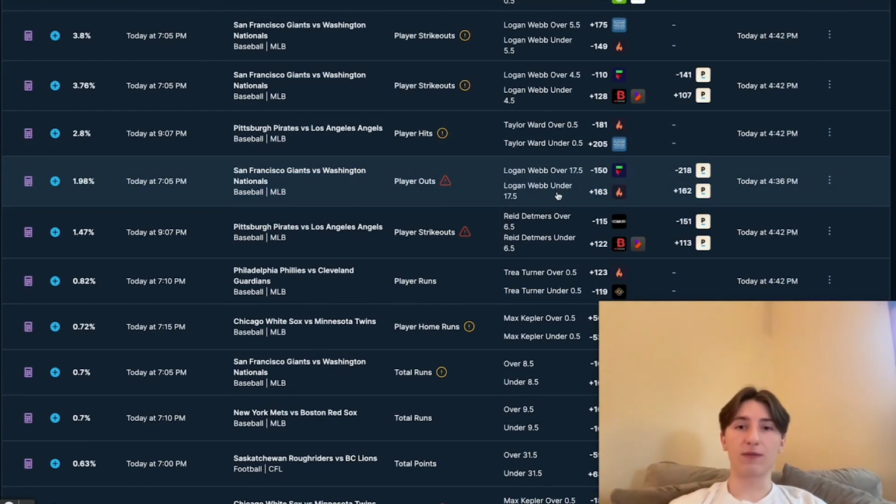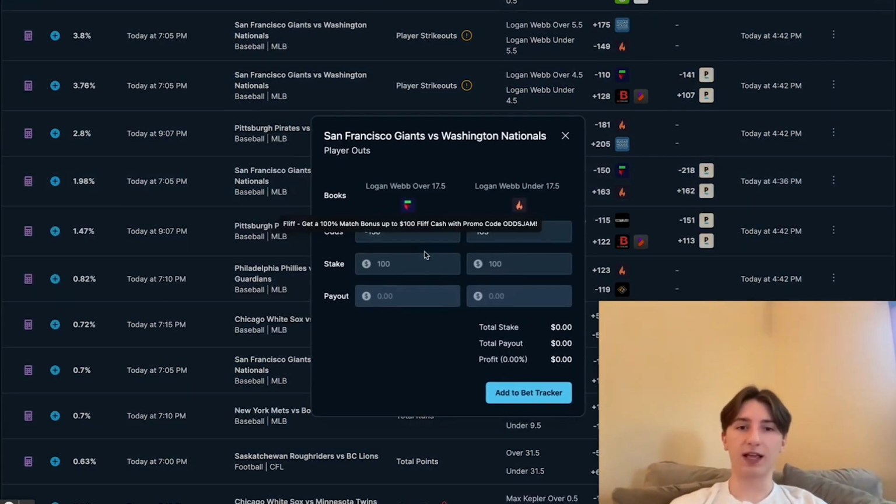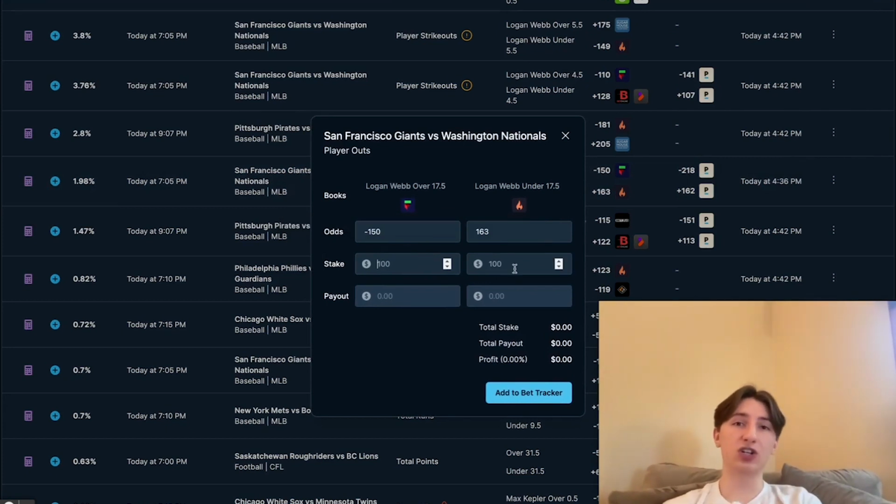It will find those discrepancies for you, and then all you have to do is go over to the calculator, plug in how much money you're risking on one side of the bet. It'll tell you how much to do on the other side, and even tell you exactly how much profit you're going to make off of that particular arbitrage bet.